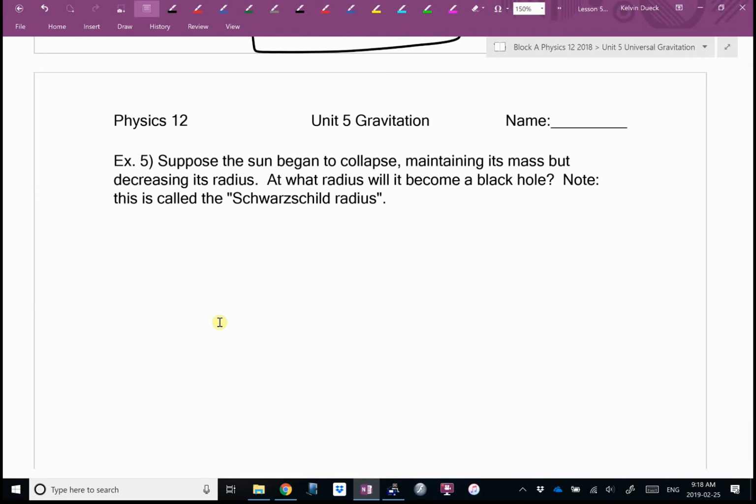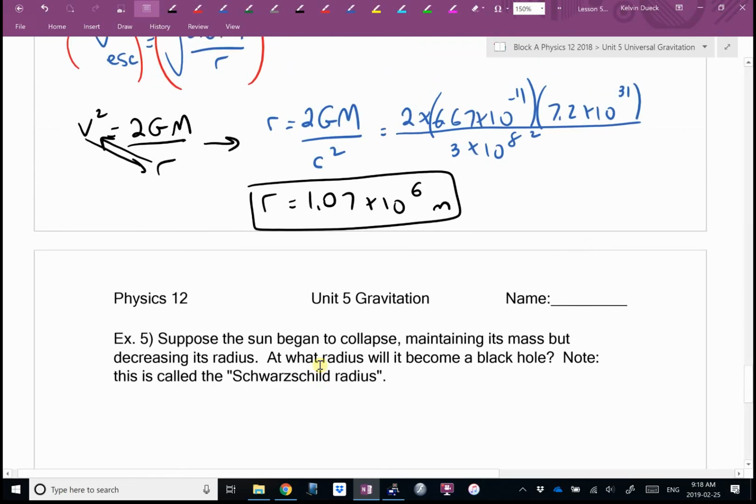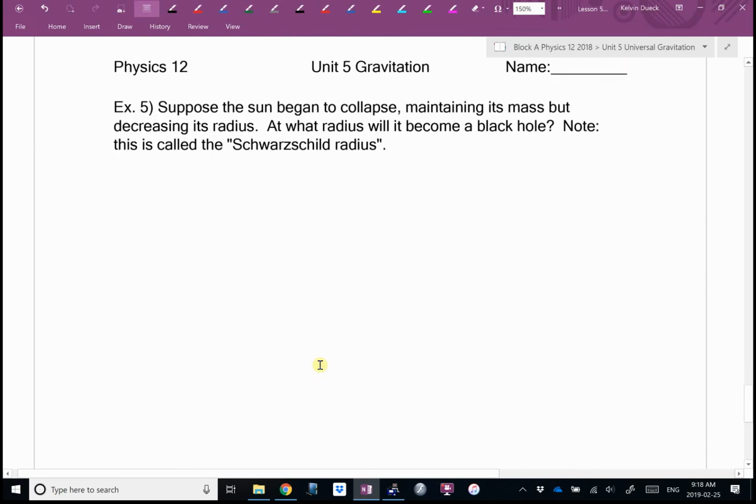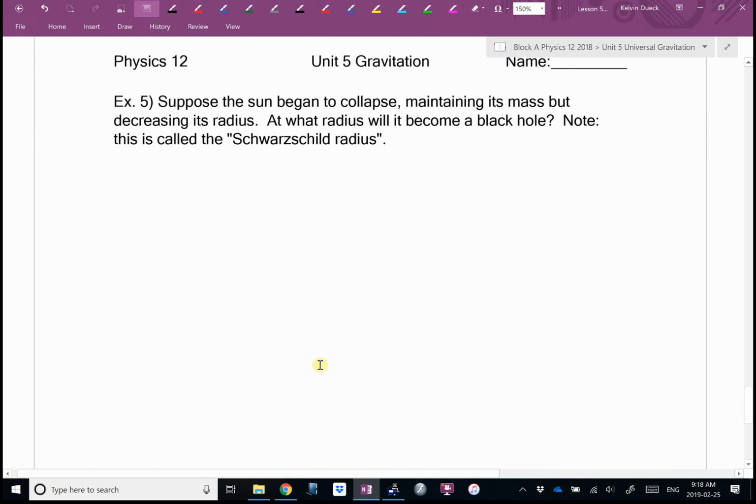So, example 5. Suppose the sun began to collapse. Johnny, question? Just go too fast? Yeah, that's right. You can copy it out if you want. You got it all? You sure? Okay. Suppose our sun began to collapse, maintaining its mass, but its radius continually decreased. At what radius will it become a black hole? Now, that radius is called the event horizon. When you're forming a black hole, it's also called the Schwarzschild radius. And there are other conditions to tell you whether or not it's feasible for that particular mass of star to become a black hole or not.